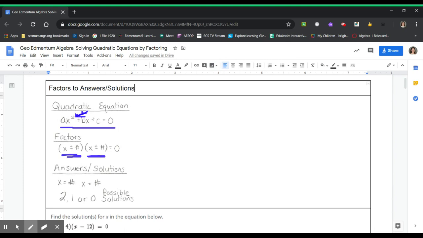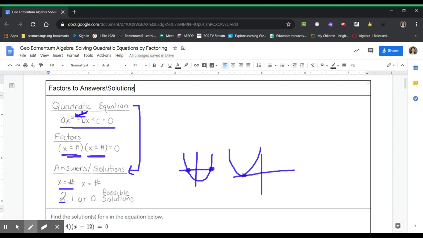And then our answers or our solutions to the quadratic equations are going to be in the form of x is equal to a number. Now with quadratics, because it's to the second power, and remember we're looking at a parabola, we're looking for where that parabola touches the x-axis. We have a possibility for having two answers, depending on how our parabola is drawn. We could also have only one answer, or we could have no answers.